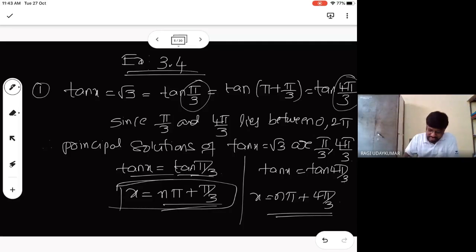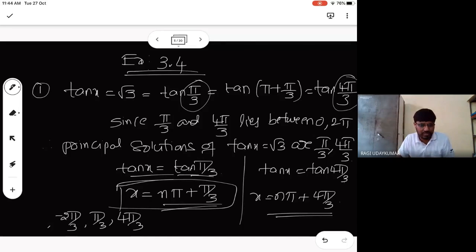Suppose if you take n equal to 0, what will come? pi by 3. n equal to 1, 4 pi by 3. If I take n equal to minus 1, what do you get? Minus 2 pi by 3. If I take n equal to minus 2, what do you get? Minus 5 pi by 3. These are all the solutions of this equation tan x equal to root 3.